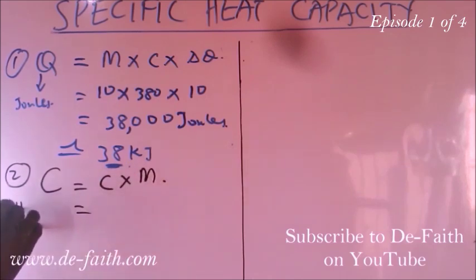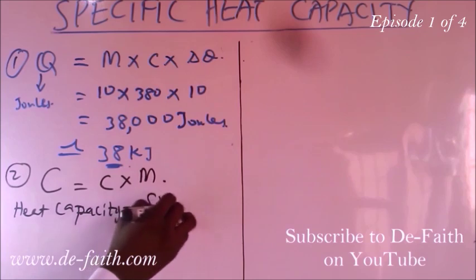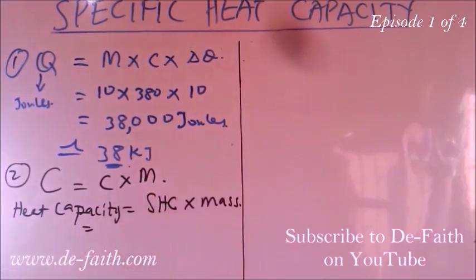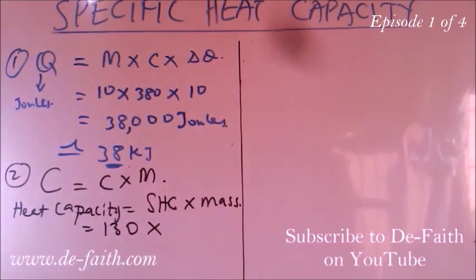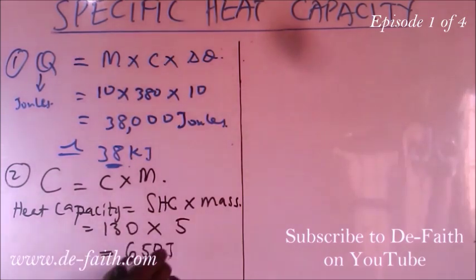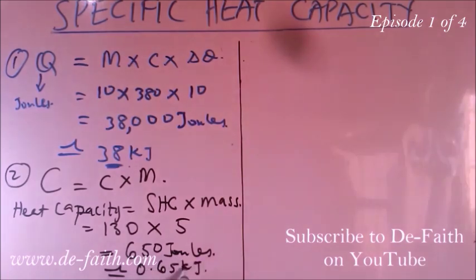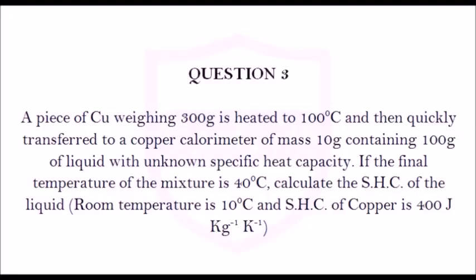Here we have the heat capacity, which is equal to specific heat capacity times mass. The specific heat capacity is 130 joules per kilogram per Kelvin multiplied by the mass, which is 5. So when we multiply this, we have 650 joules of heat, which can be written as 0.65 kilojoules. Kilo is 1000. If you remove this kilo and you replace it with 1000, and if you say 1000 multiplied by 0.65, you get 650.